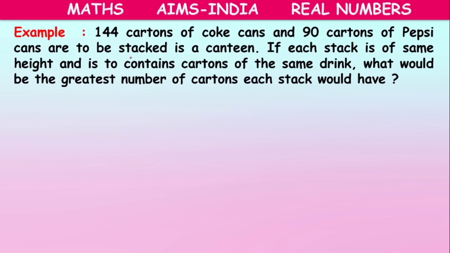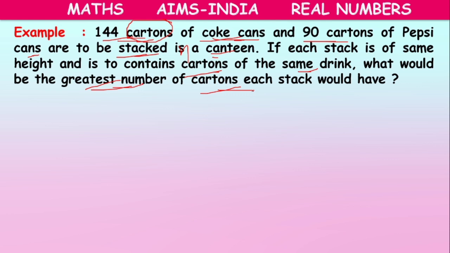So let's see one more question. We can solve real life problems also with the help of the algorithm. 144 cartons, means boxes or packs, of Coke cans and 90 cartons of Pepsi cans are to be stacked, means arranged, in a canteen. If each stack is of the same height and contains cartons of the same drink, what would be the greatest number of cartons each stack would have?